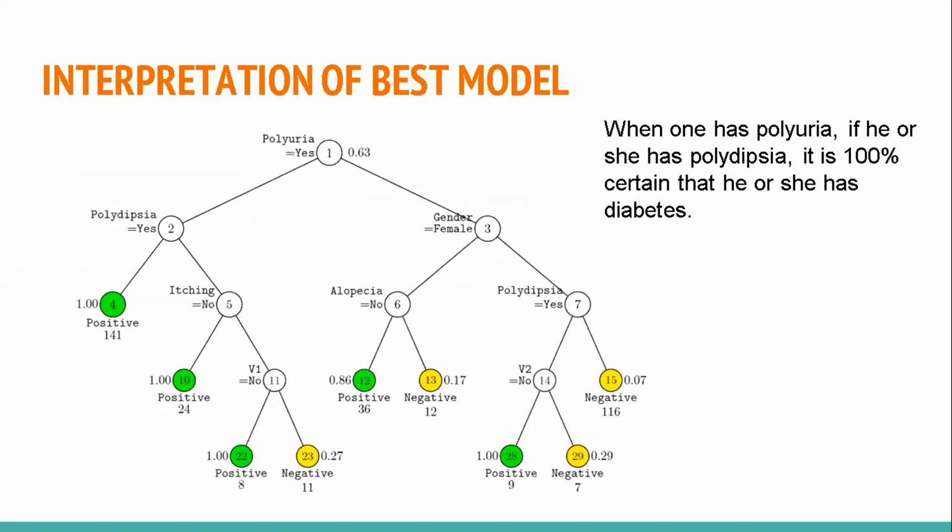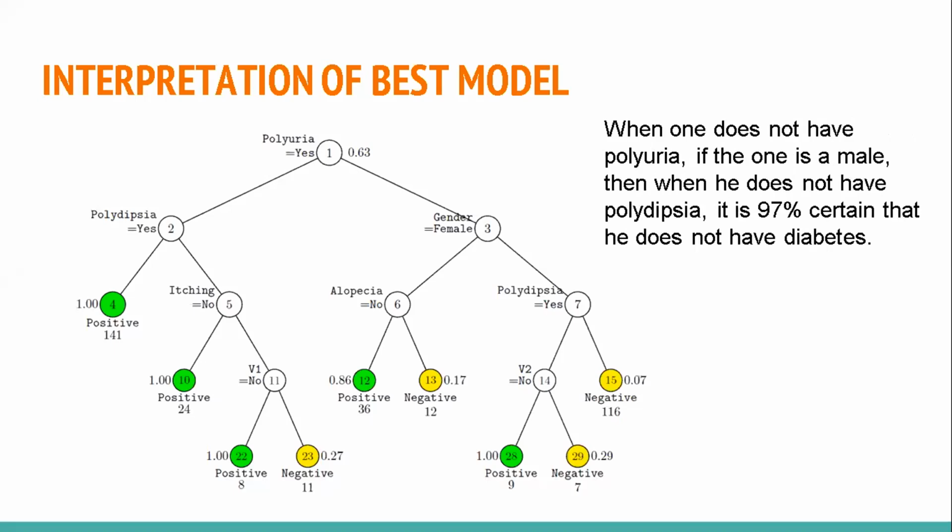And you can see that when one has polyuria, starting from node 1, and if he or she has polydipsia, which continues to node 2, it is 100% certain that he or she has diabetes. The sample size there is about 141 of them. And next.